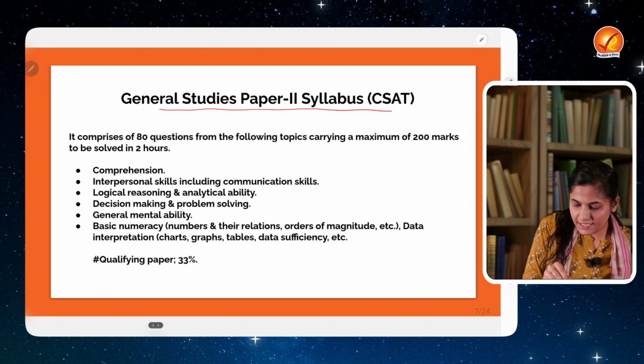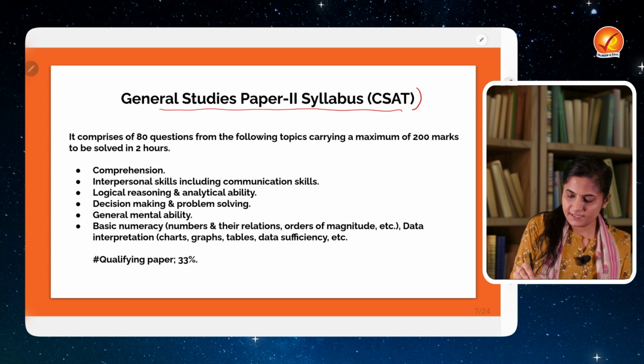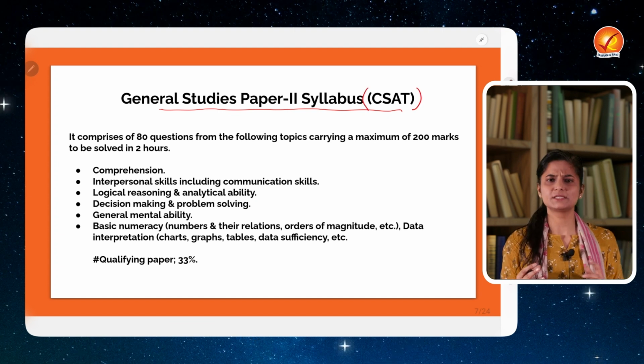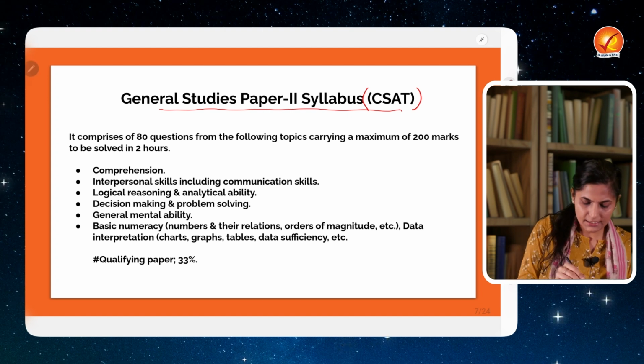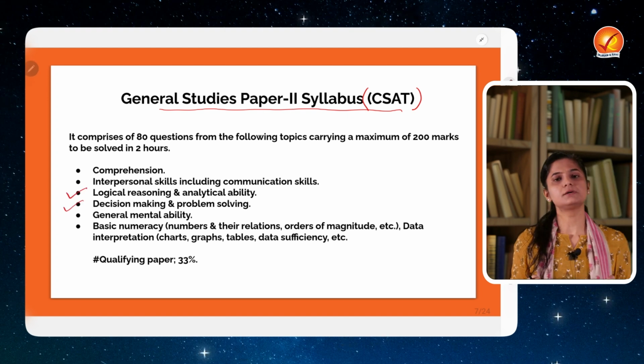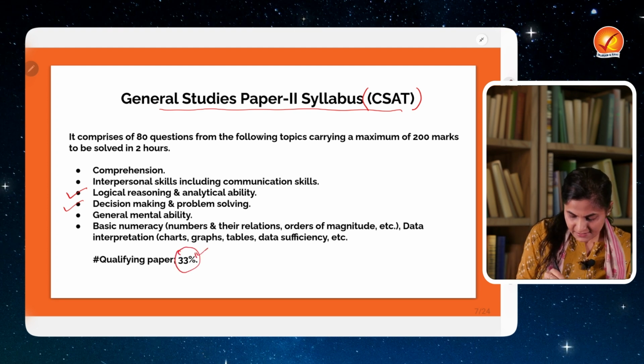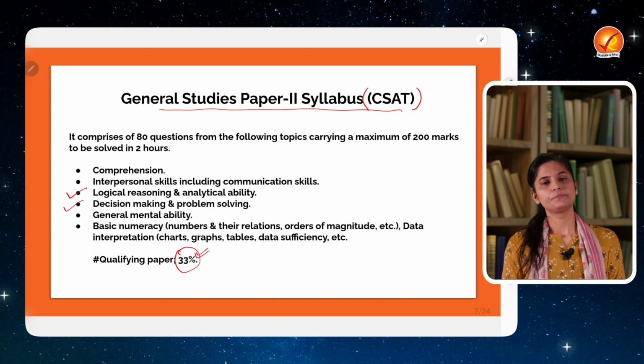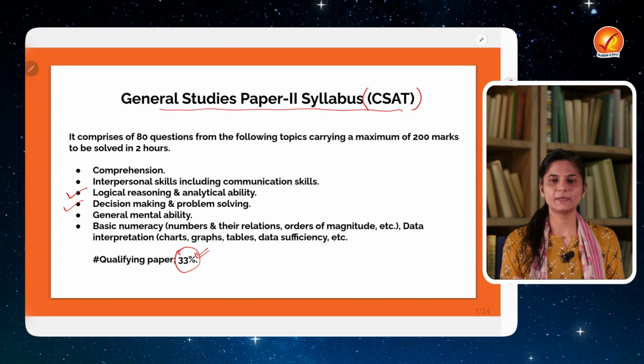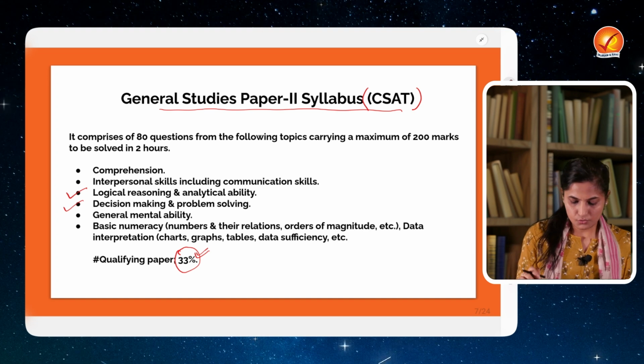Then the second paper of the prelims, that is CSAT, has comprehension, certain English and numeracy parts as well, basic maths, and logical reasoning, decision making and problem solving. One thing you have to remember is that this is a qualifying paper. You have to score 33%, basically 66 marks out of 200, to qualify this paper.